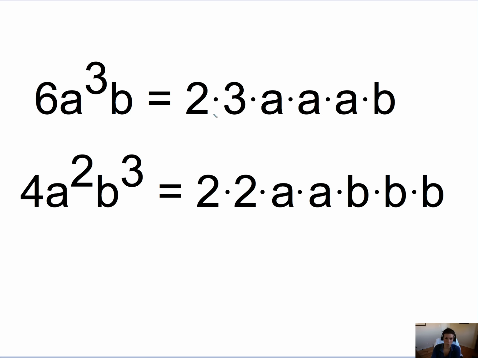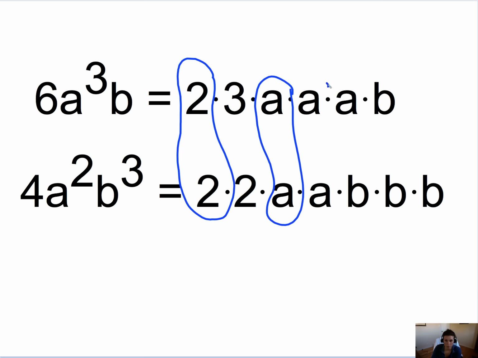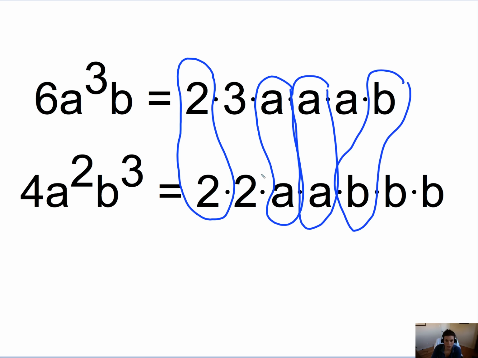And now we've got to circle what they have in common. They both have a 2. They both have an a. They both have another a. They both have a b. And that's it. There's nothing else that they have in common, so I'm done there.